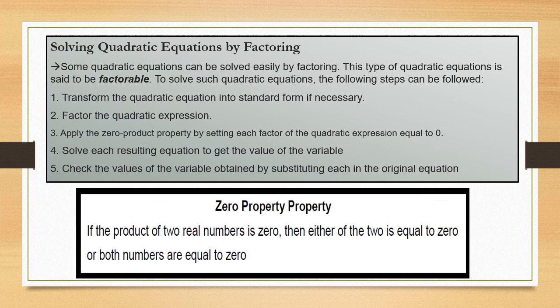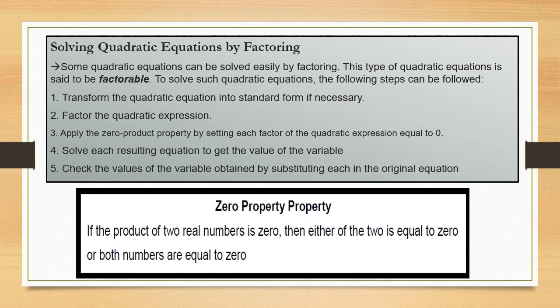Solving quadratic equations by factoring. Some quadratic equations can be solved easily by factoring. This type of quadratic equation is said to be factorable. To solve such a quadratic equation, the following steps can be followed. Number 1, transform the quadratic equation into standard form if necessary. Factor the quadratic expression. Apply the zero product property by setting each factor of the quadratic expression equal to 0. Solve each resulting equation to get the value of the variable, and check the value of the variable by substituting each in the original equation.